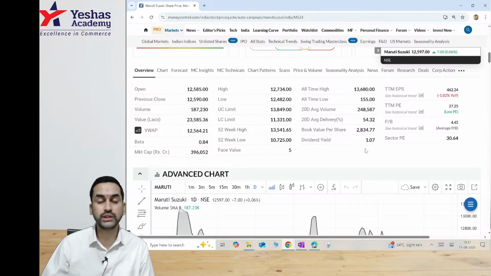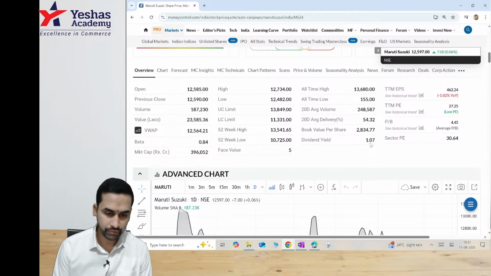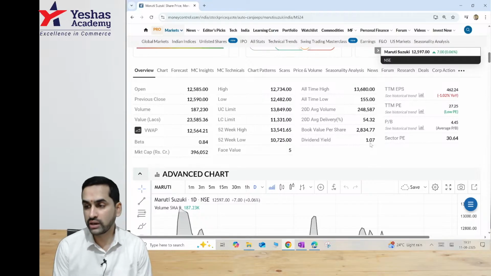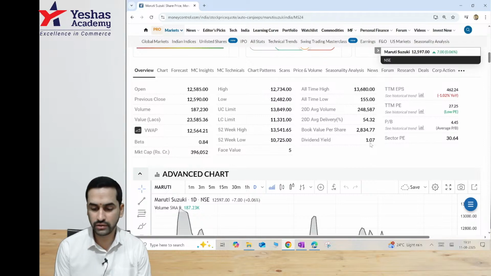How did they reach 1.07? Dividend divided by market price per share into 100. So this 1.07 should be understood as 1.07%. Sir, one doubt here. By investing in this company, I have to buy at market price, and what is the yield that I am getting? 1.07%. Sir, bank FD can give 5-6%. So why should I buy this share if the dividend is only 1.07%?